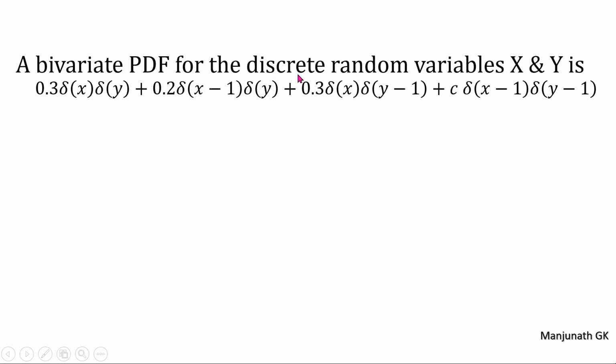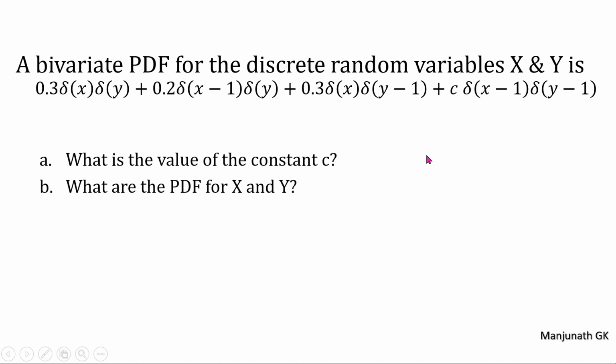A bivariate PDF for discrete random variables x and y is 0.3 into delta x into delta y plus 0.2 into delta of x minus 1 into delta y plus 0.3 into delta x into delta of y minus 1 plus c into delta of x minus 1 into delta of y minus 1. What is the value of the constant c? What are the PDFs for x and y? They are nothing but fx of x and fy of y.